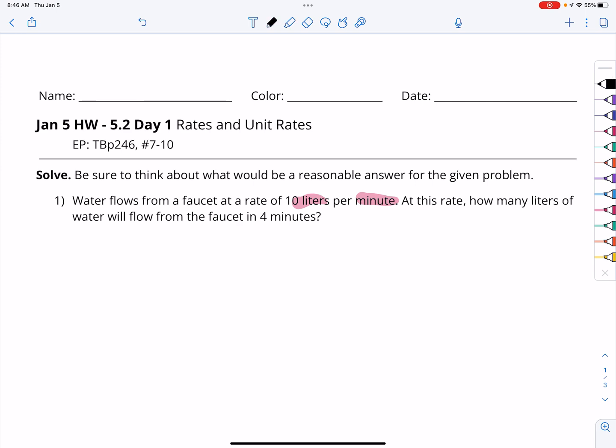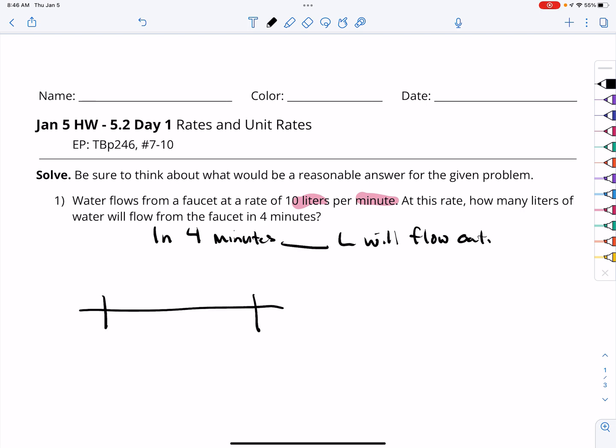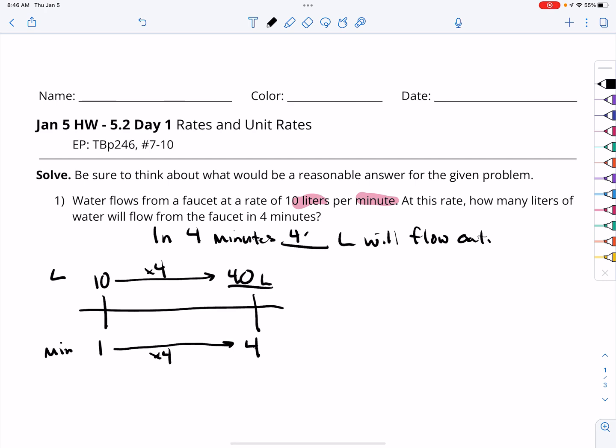So I'm going to start out with my sentence. In 4 minutes, blank liters will flow out. So I'm going to use a rate line for this because I know that we are talking about liters per minute, and they tell us that our unit rate is 10 liters in 1 minute. And we are trying to figure out in 4 minutes. So here's our blank that we need to know. I know that 1 times 4 is 4, so I will need to do 10 times 4. So that means 40 liters will flow out.